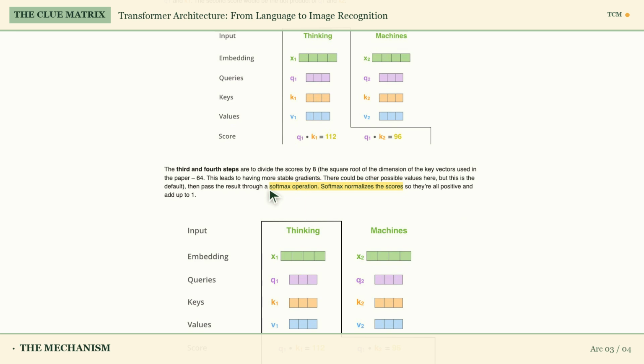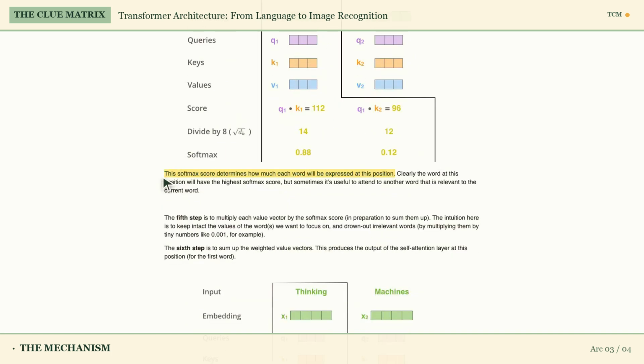Then we pass the result through a softmax operation. Softmax normalizes the scores so they are all positive and add up to 1, turning them into a probability distribution. This gives me a probability distribution. Now I have clear weights, telling me exactly how much each word should attend to every other word.